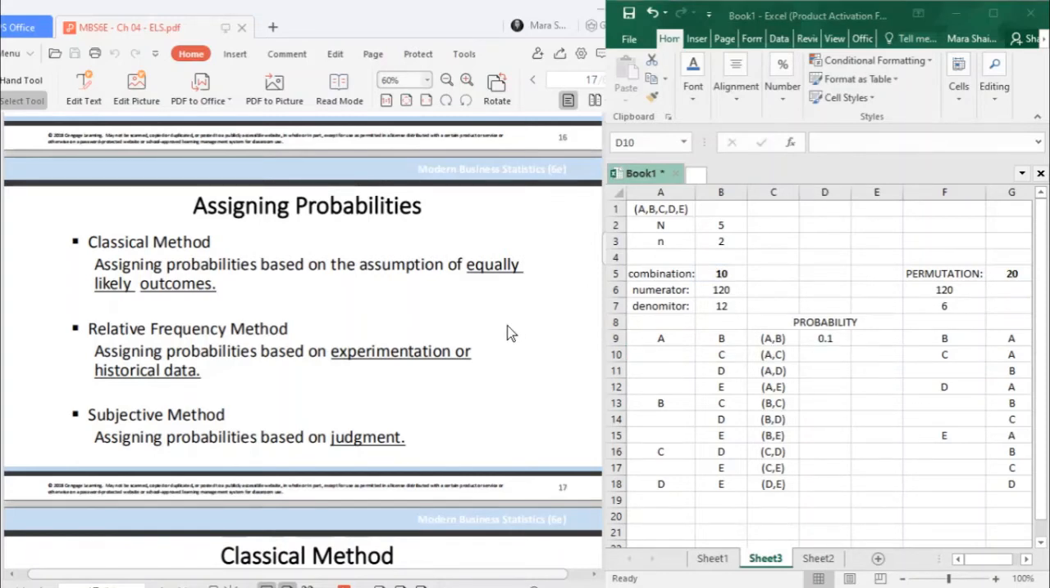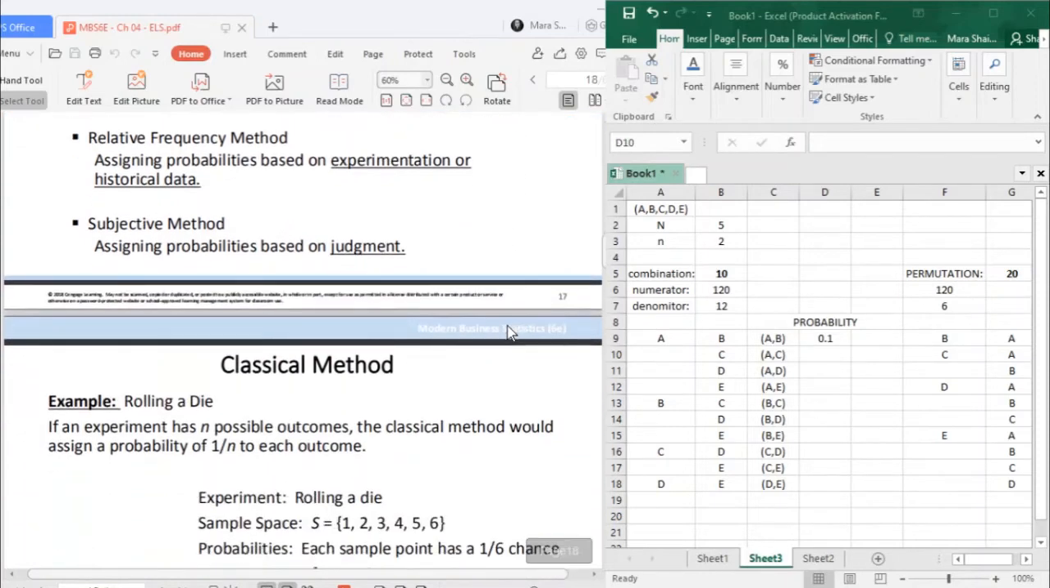Then your relative frequency method, of course, you already know how to get your relative frequency. Muna siya ang basis nimo sa pag-assign sa imuhang probability. And the next is your subjective method, which is based on judgment.